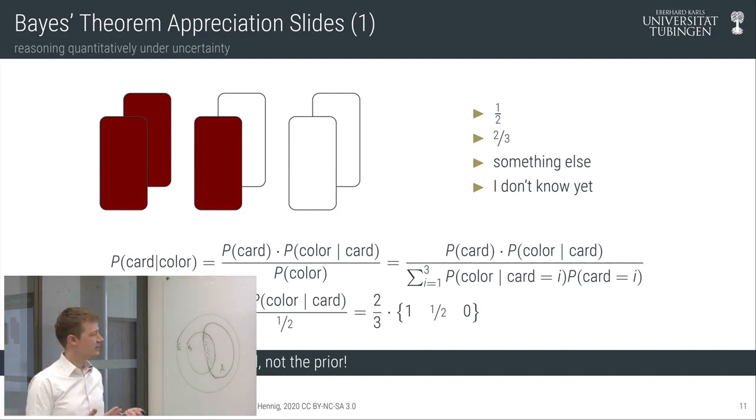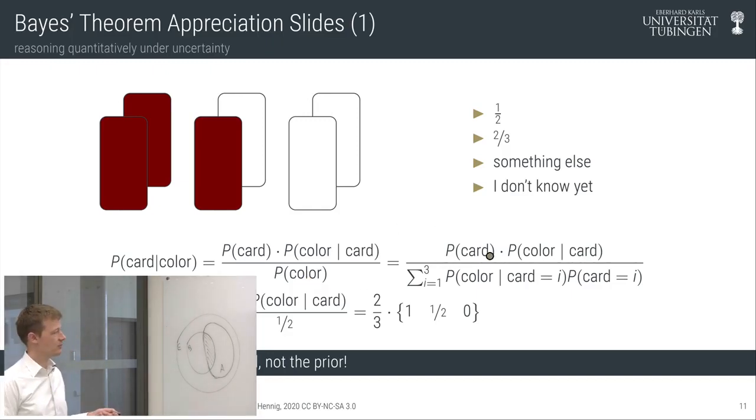Now we can write down a conditional posterior distribution or conditional posterior probability for the individual cards, 1, 2, 3, given that we've observed color red, and we can just apply Bayes' theorem. So this posterior is the prior times the likelihood divided by the evidence. So what are these terms?